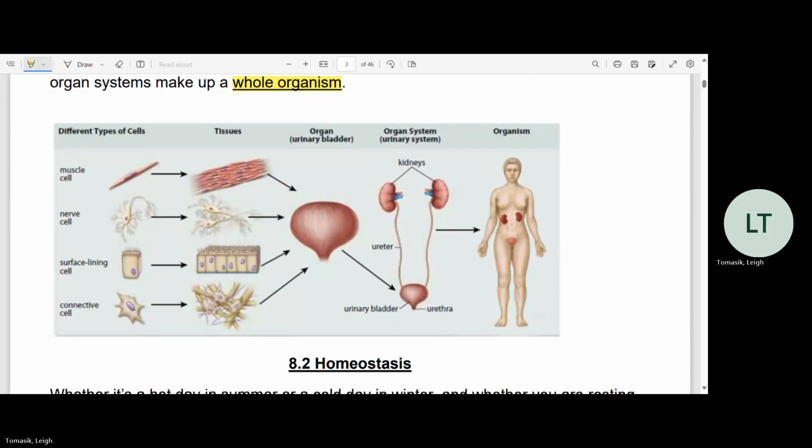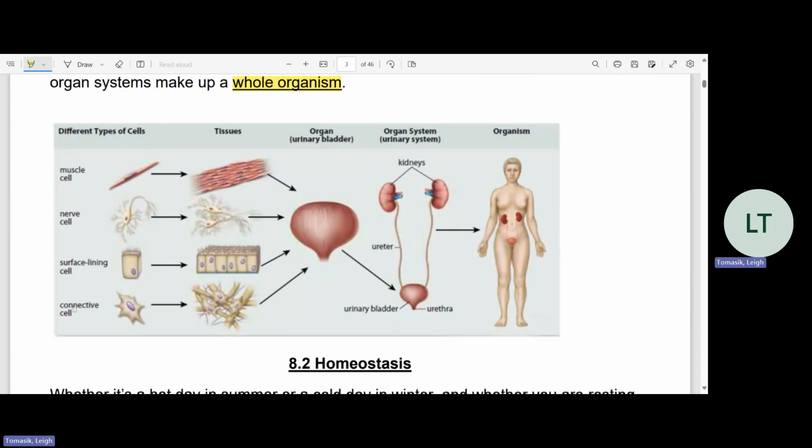There is a smooth lining on the inside of your mouth. It's a little bit different than the lining on the outside of your cheek, right? But it's still a lining. So both of those are examples of surface lining cells.